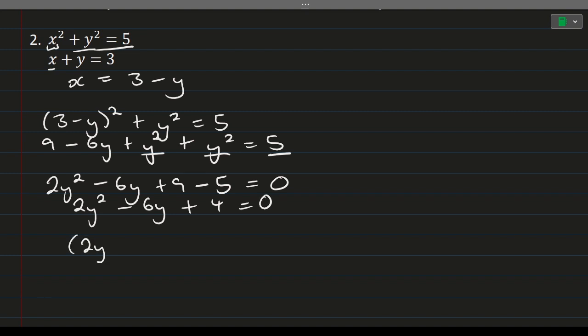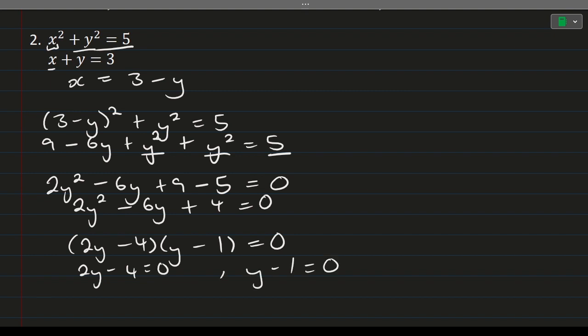Again, you can solve this quadratic however you like, but in this example we will use factorization. Okay, so this should be 1 and this should be 4, negative, negative. So here this becomes 2y minus 4 equals 0, and this is y minus 1 equals 0. So y is equal to 2 here and y is equal to 1.